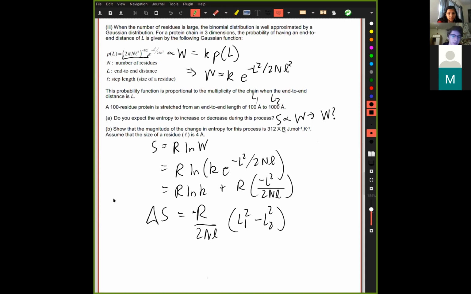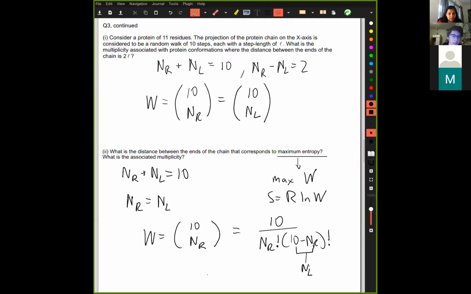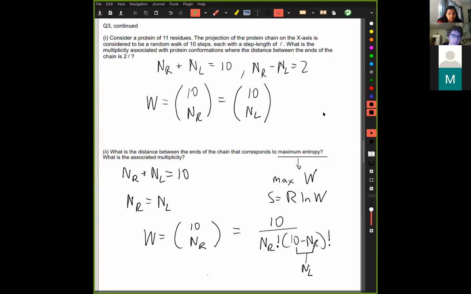Are there any questions on that? For part 1, could you quickly explain how to get NR and NL? Right. So we're letting NR be the number of steps taken to the right, and NL be the number of steps taken to the left.